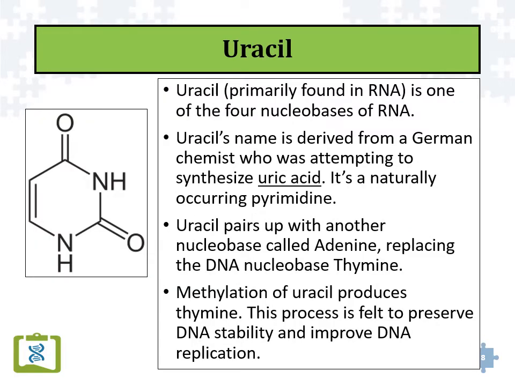Now, uracil is one of the nucleobases of RNA, so it actually replaces thymine. Its name actually comes from uric acid. It was named that after a German chemist was trying to synthesize uric acid. And so uracil pairs up with adenine. So it's basically replacing thymine. So thymine would be in DNA, uracil is in RNA. Now the methylation of uracil actually produces thymine. And so this process is actually felt to preserve DNA stability and may even improve the replication of DNA.